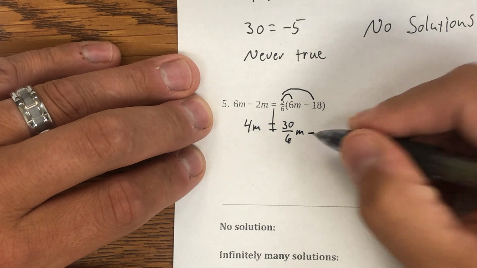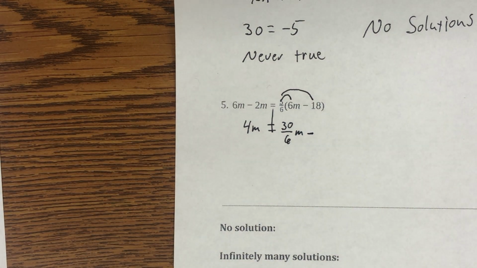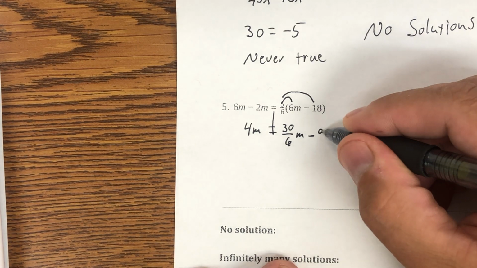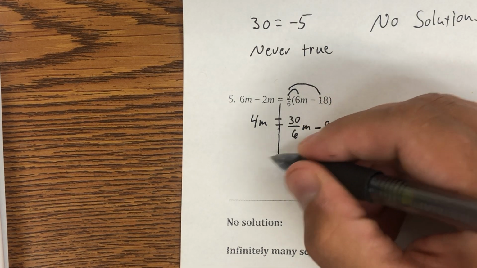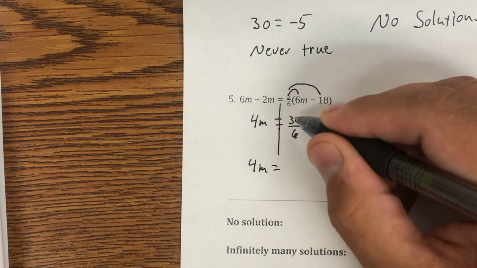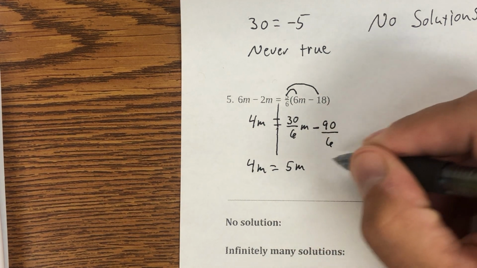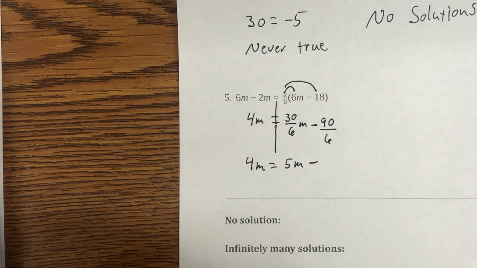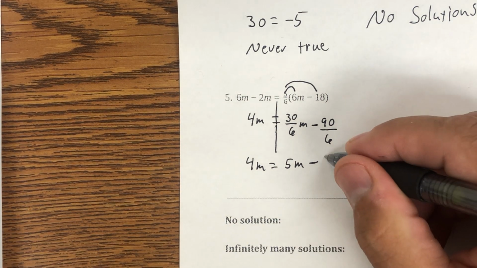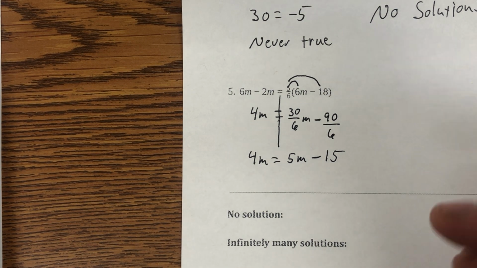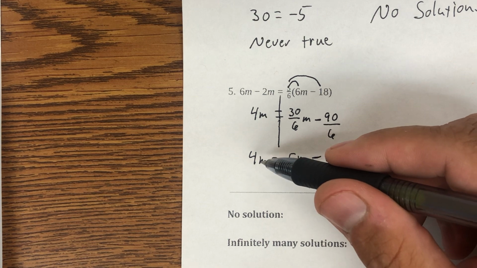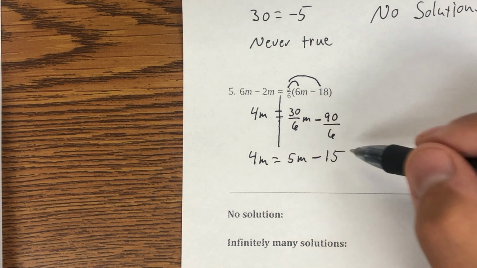And minus 5 times 18, pretty big number. I'm going to actually multiply these out with a fraction. You could use a calculator if you'd like. 5 times 18 is 90 over 6. Now when I simplify these down, 4m equals 30 divided by 6 is 5m minus 90 divided by 6 is 15. All right, now this one, we're going to break the rules a little bit. 5 is bigger than 4, but if I bring this 4 over, then I have to move the 15.